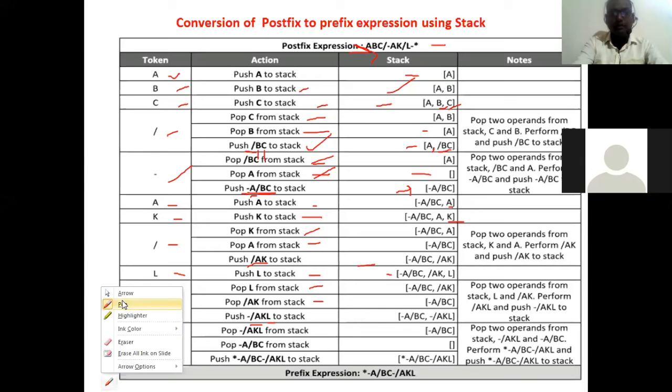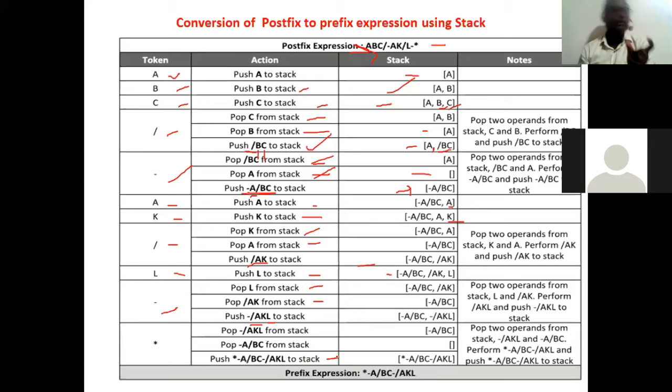Divide BC minus divide AKL. So you have to perform this thing. You have to concatenate or generate a new string. And again, you have to push it into the stack. So this is the stack. In the stack, you will get one complete expression.